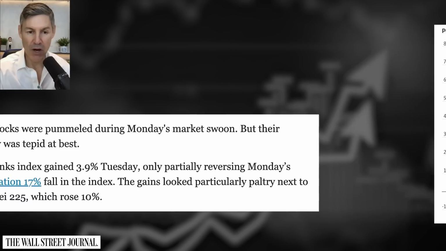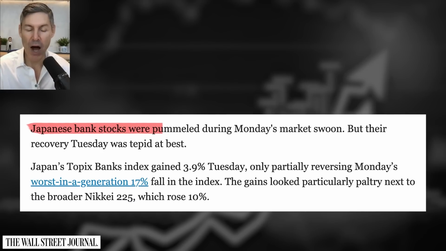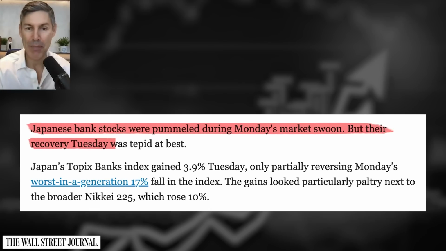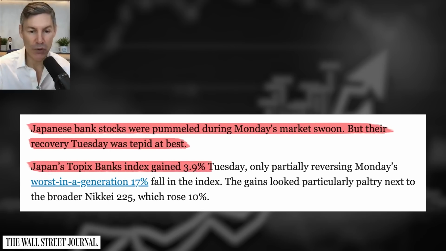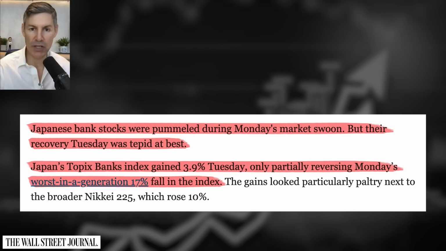So starting off, the article says Japanese bank stocks were pummeled during Monday's market swoon, but the recovery Tuesday was tepid at best. Very, very crucial: the Japanese Topix Banks Index gained only 3.9% Tuesday, only partially reversing Monday's worst-in-a-generation 17% fall in the index. To give you some context, the overall Nikkei increased by about 10%.